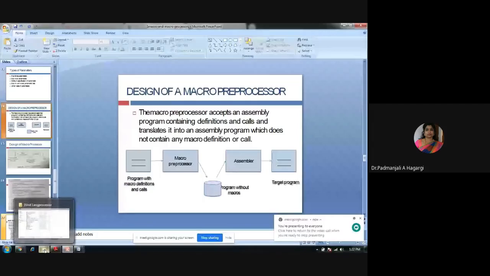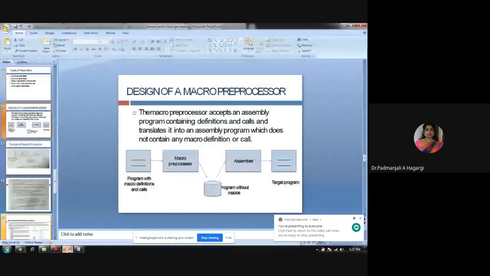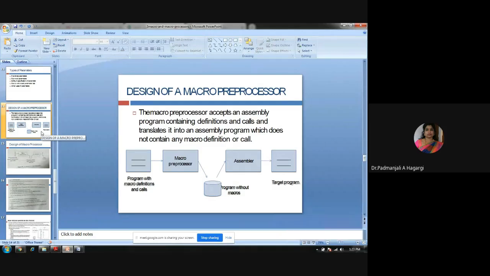When is multiple time required? Multiple time means, suppose the same addition program is required four times, but with different parameters. That can be done using one macro, one macro function or one macro subroutine in a program. So that can be called for a number of times.